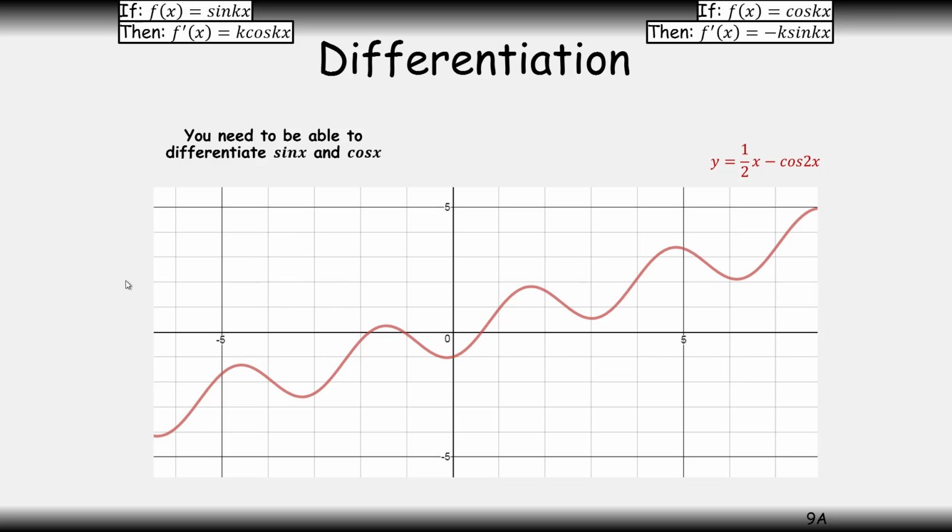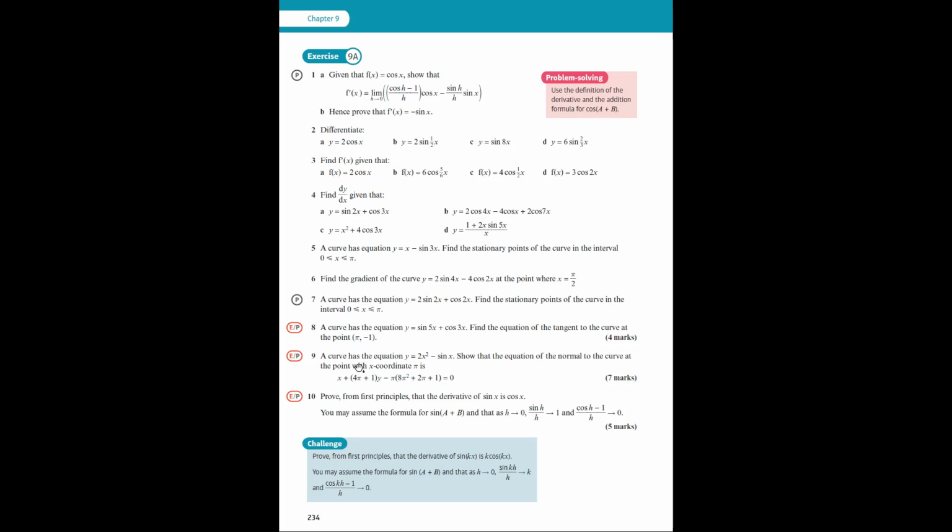Right, time for a bit of classwork. Okay, so exercise 9a, 10 questions. Question 1 is very important for you, because now you can use the proof we used from first principles to prove that when we differentiate cos of x, you get minus sine of x. I think this is quite an important one, so I wouldn't skip any of the questions, work through them. I'll attach the questions to the assignment.